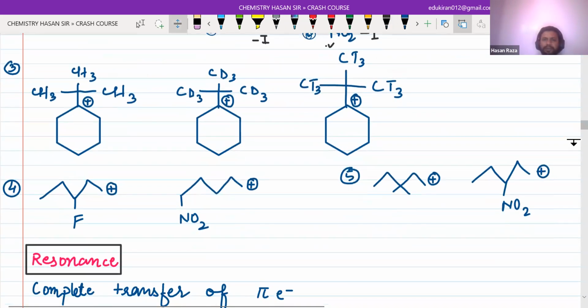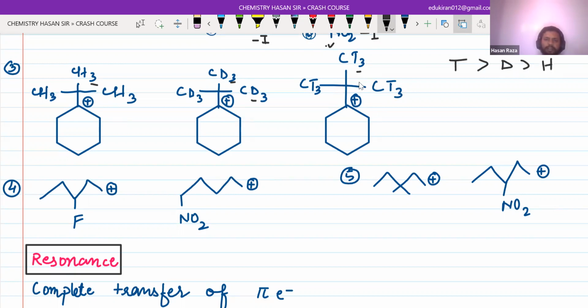Okay. This is the concept. Now you can see all are same. Only the difference is there is CS3, there is CD3, there is CT3. So I already told you to donate. C is the most donating group, then D, then H. That's why this will be the order, because this positive carbocation will be in need of electron, and tritium can donate easily more than hydrogen and deuterium, and deuterium can donate easily more than hydrogen.